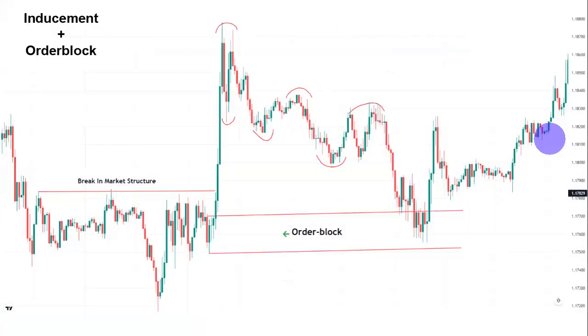So the first one we want to look at right here is the inducement plus order block. Okay, so you already should be familiar with what the order block is, but this is what it is basically. Let's just walk you through this market structure we have here. So we have this high, and this is the significant high we have here. This is the last high that set a lower low in this previous trend in the market. And then we have a strong movement of price to the upside.